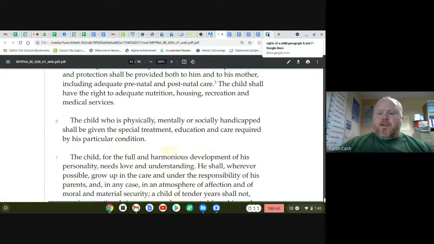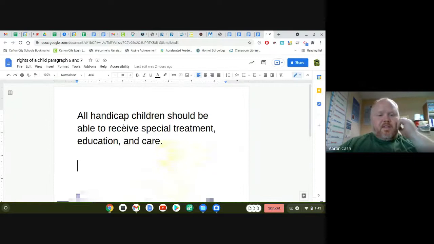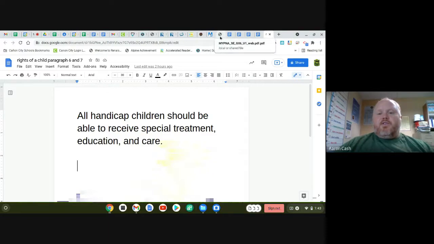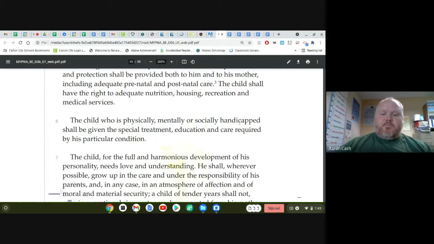Okay, so if we come over here and we look at 6, it says all handicapped children should be able to receive special treatment, education, and care. So just because someone learns differently doesn't mean that they shouldn't be able to receive education. Just because someone has maybe 6 toes on their right foot doesn't mean that they shouldn't be able to receive the care that they need. If they need a special sock for that toe, for the extra toe on that foot, then they should be able to receive those things. So we need to take care of children who have some sort of handicap as well.